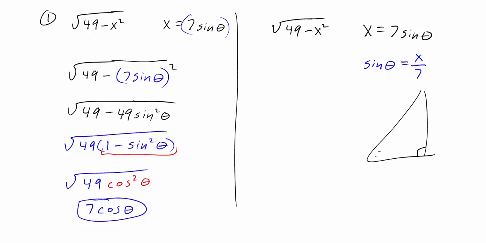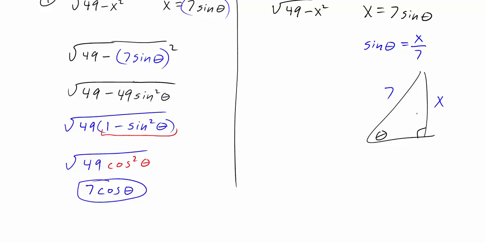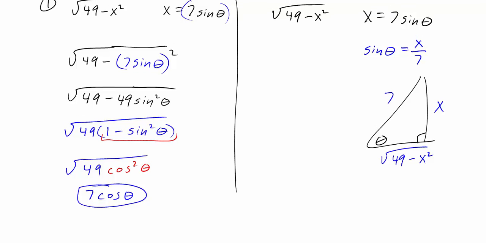If we want to think of this in terms of our right triangle, here's our angle theta. Sine of theta deals with opposite over hypotenuse, so that would be x, and this would be 7. We would do the Pythagorean theorem, where this is the hypotenuse, so the missing side would be 7 squared, which is 49, minus the other side, which is x squared. So now we have our right triangle, and the main goal here is to come up with something to represent the square root of 49 minus x squared.